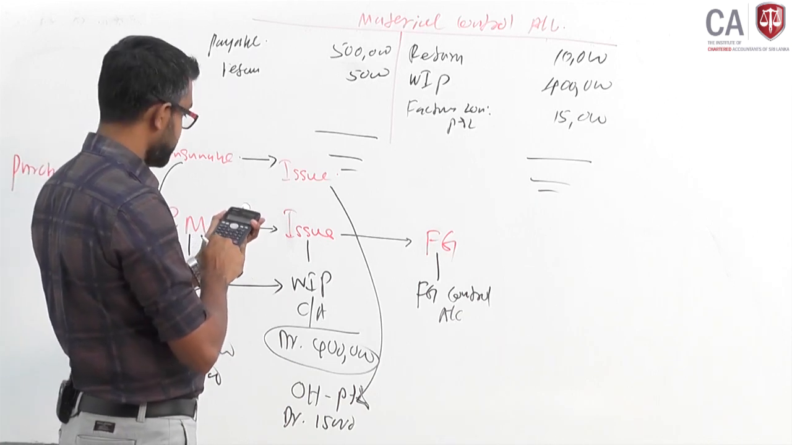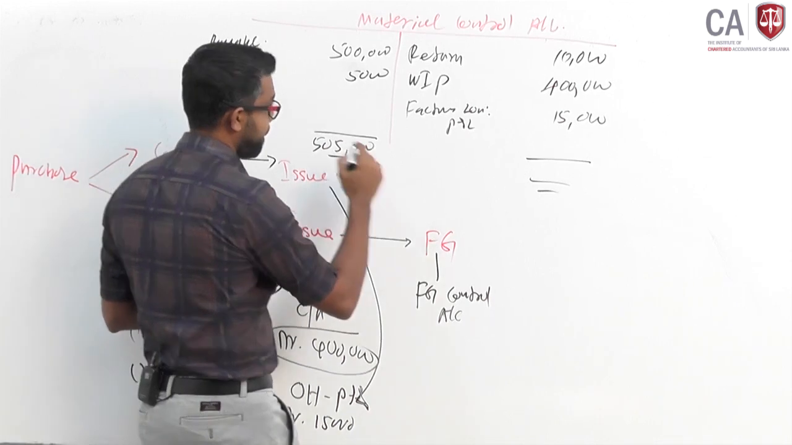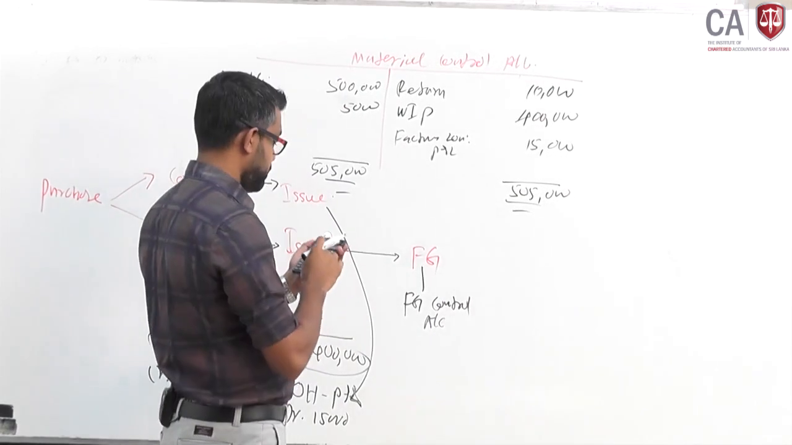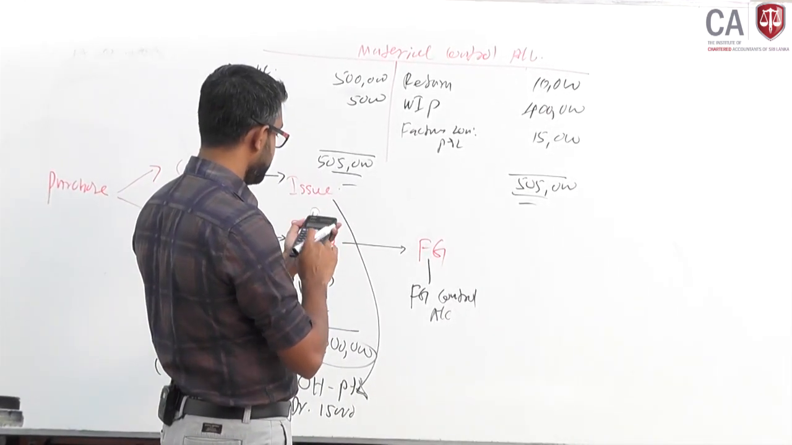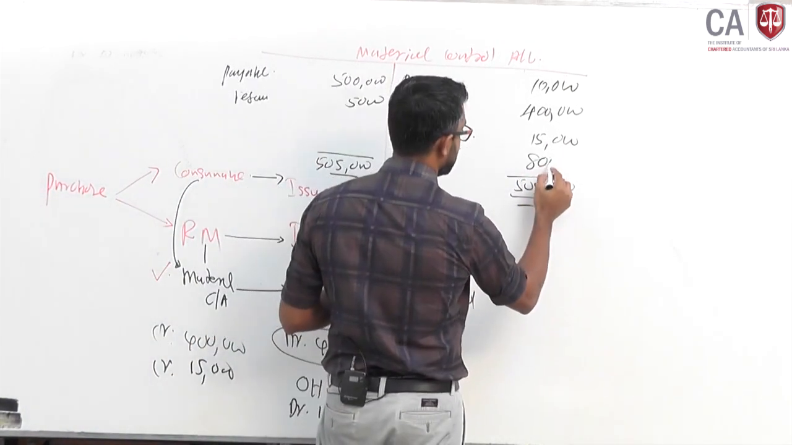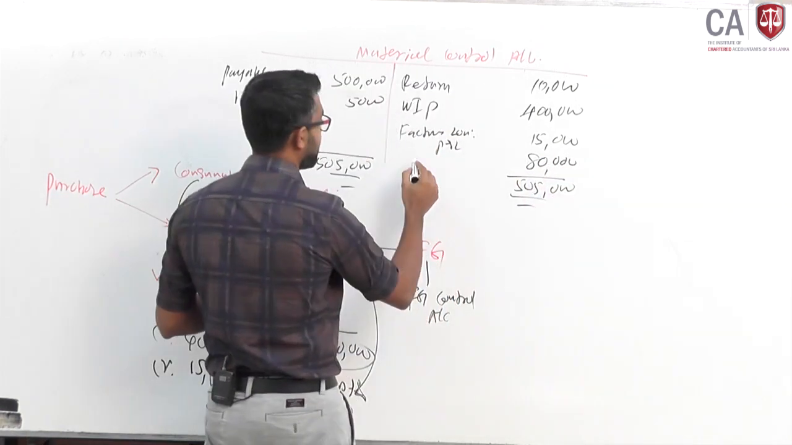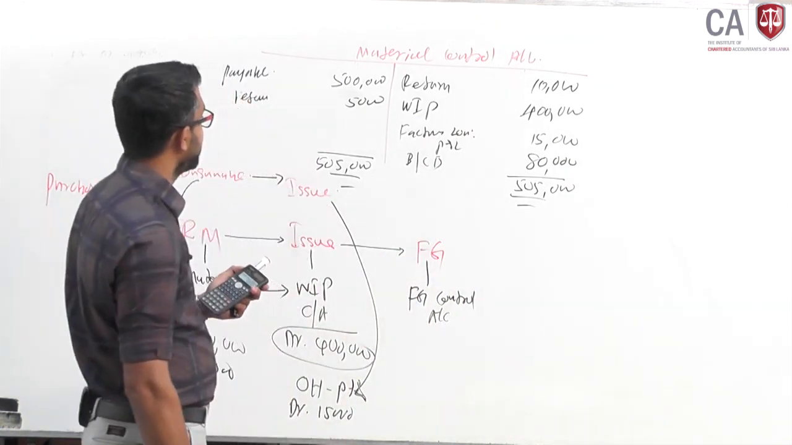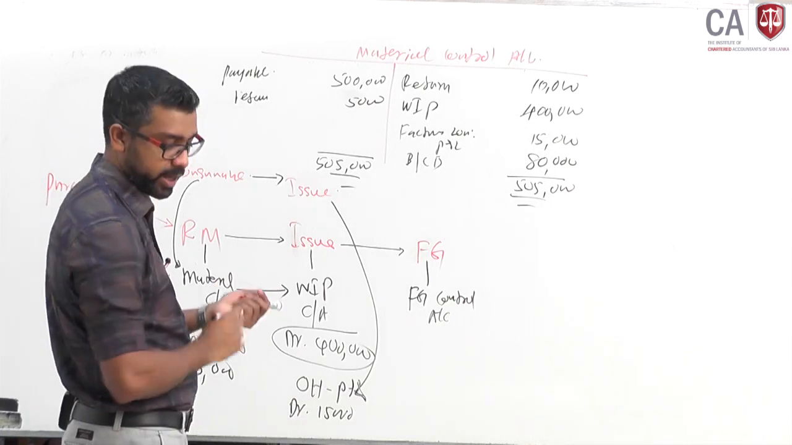Take 500,000 plus 5,000, 505,000, minus 10,000, minus 400,000, minus 15,000. 80,000. So this is the balance of what? Material control account, balance carried down. Right? Fine. So understand this concept. Make it integrated accounting. Right?